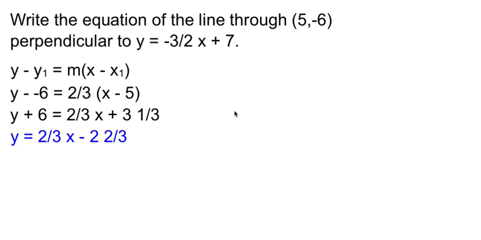So we went through quite a few things here. We went through slope-intercept form, y equals mx plus b. We went through point-slope form, y minus y1 equals m times x minus x1. We talked about parallel lines have the same slope, and we talked about perpendicular lines have slopes that are negative reciprocals.